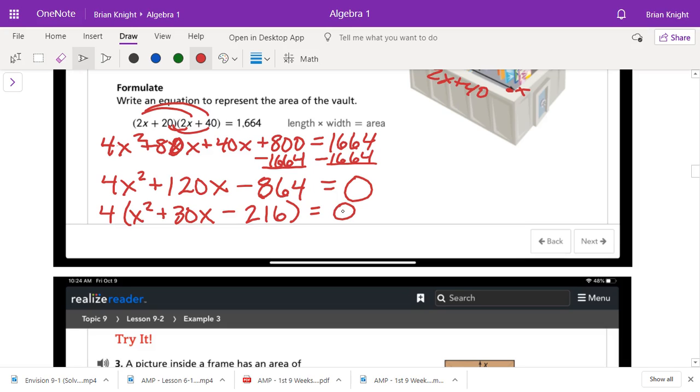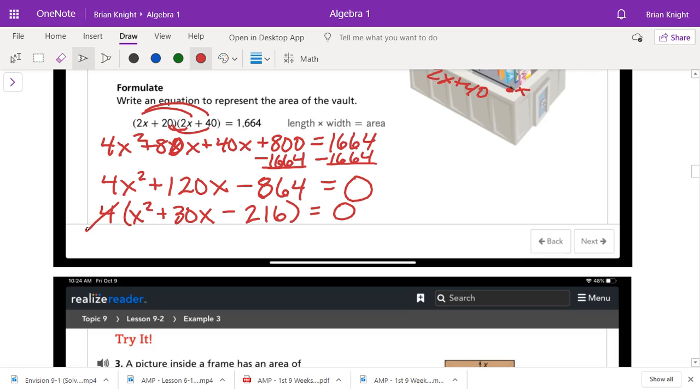Try again. Yes, 4 is a factor. But I don't need the 4 anymore because it doesn't have what with it? 0. X. Okay, it doesn't have x with it. So I'm going to get rid of it algebraically. I would just divide by 4 and divide by 4. And 0 divided by 4 is still what? 0. So this 4, you don't need it.